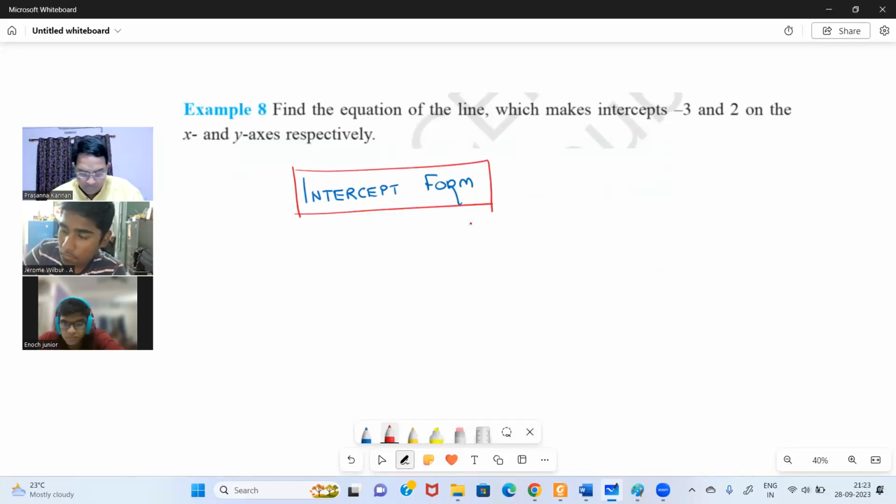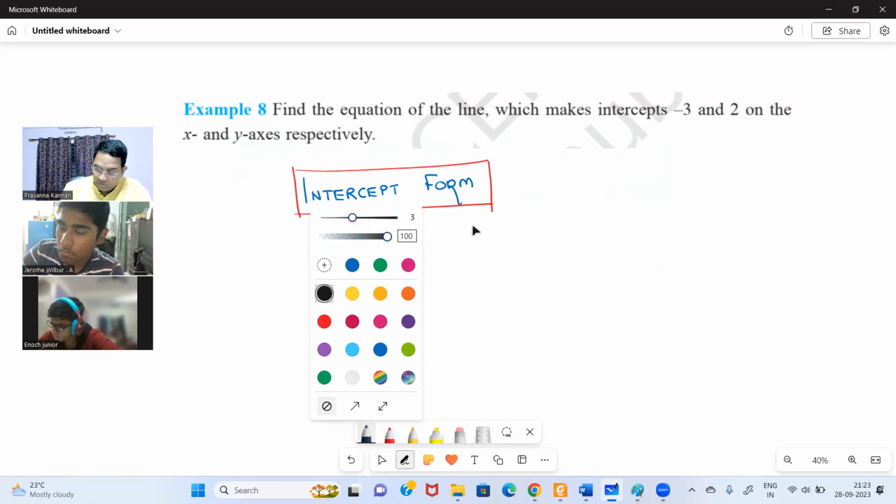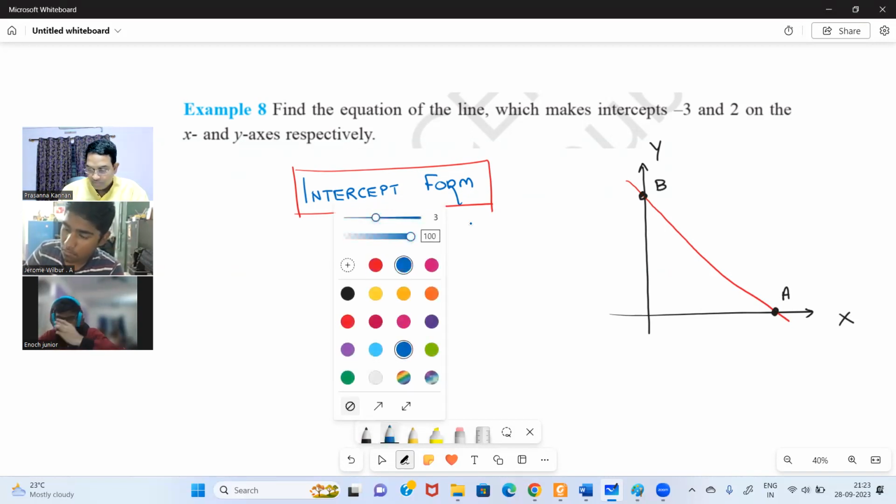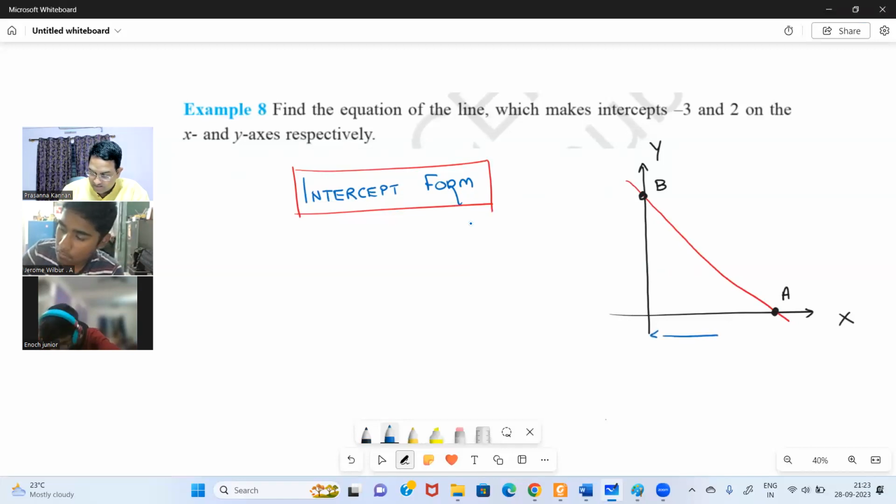So intercept form. What is intercept form? If I have a straight line cutting the x-axis, let's say at a point A, and cutting the y-axis at a point B. Let's say this distance is A and this distance is B.